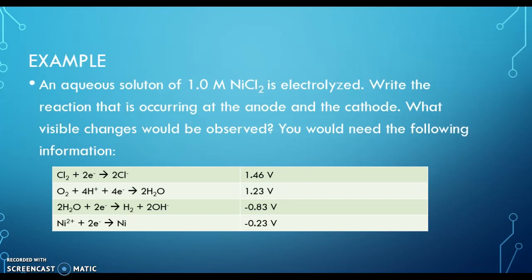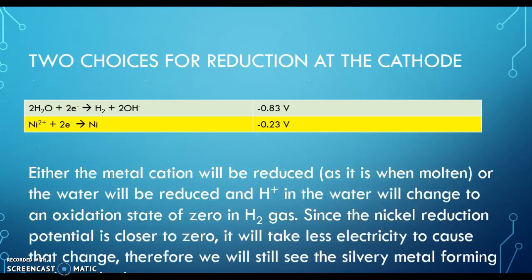And water can be either oxidized or reduced. So for our 2 choices for reduction at the cathode, we either are going to reduce the cation at the cathode, like we did in the molten example, or water will be reduced. So the reactants are our 2 possible choices that are in the solution. Nickel 2 plus ions and water molecules are in the solution before we apply electricity.